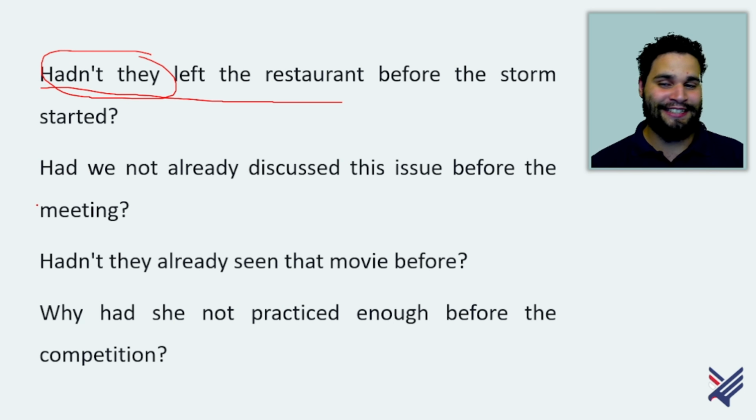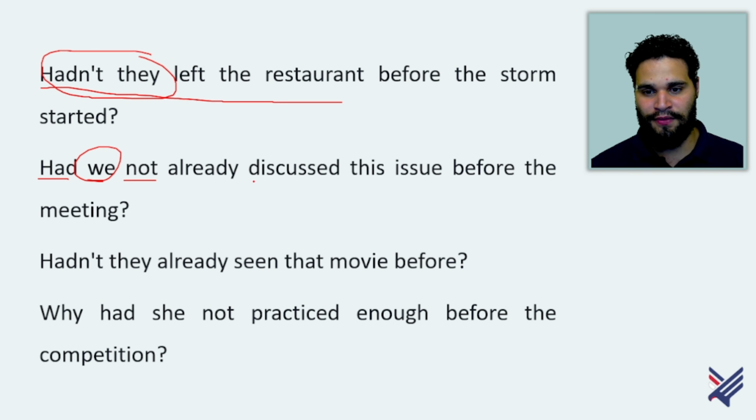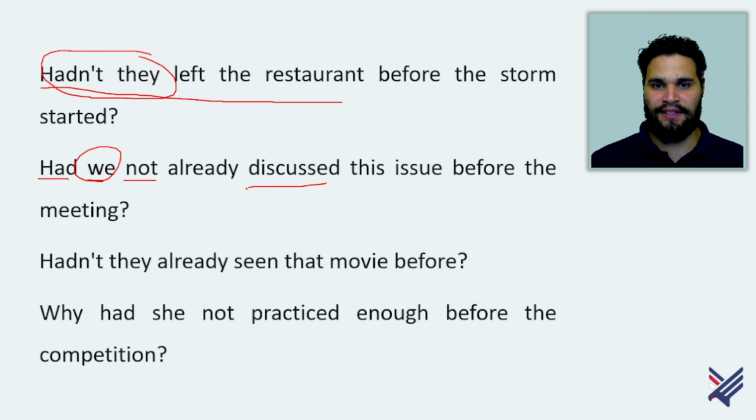Or, if you want, we can use had and the person and not after the person, or before the main verb of the sentence. Hadn't they left the restaurant before the storm started? So here you have a contracted interrogative sentence in the negative also. And here we have, had we not already discussed this issue before the meeting? Here you have a negative question in its full form.